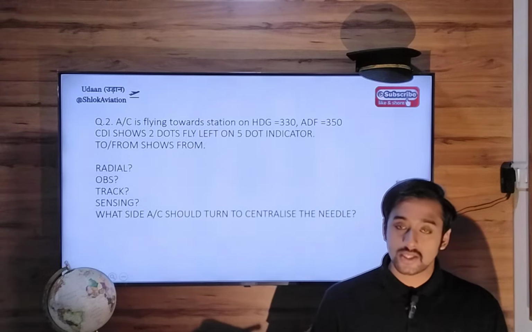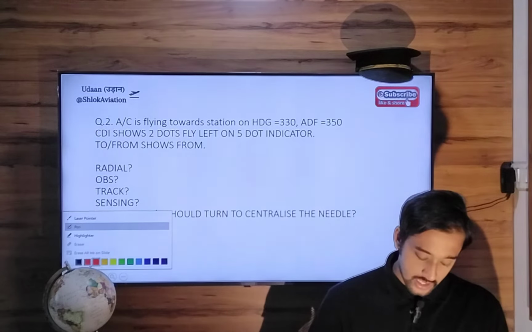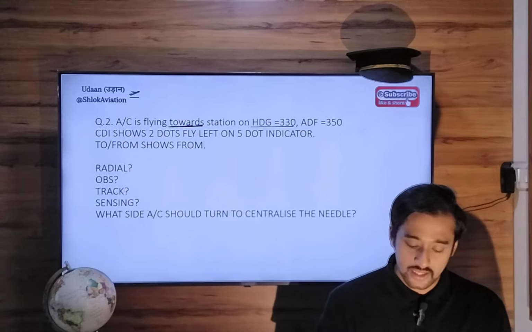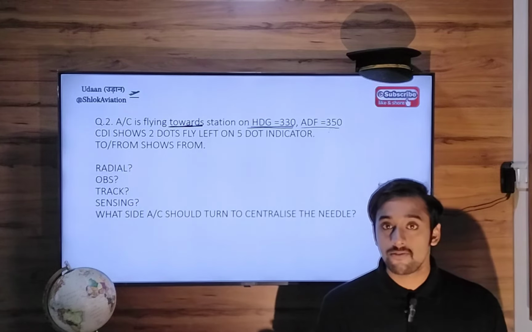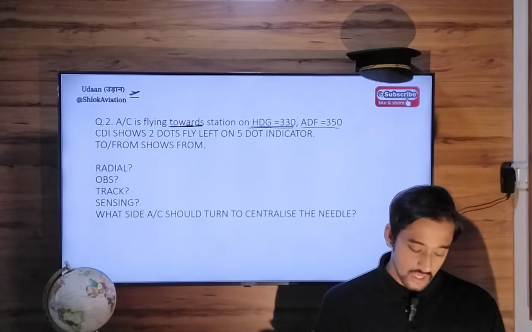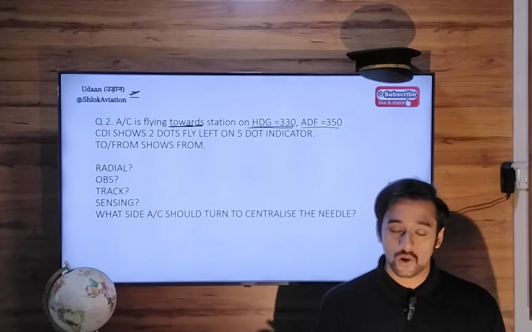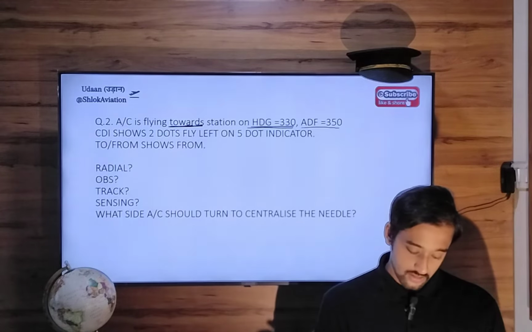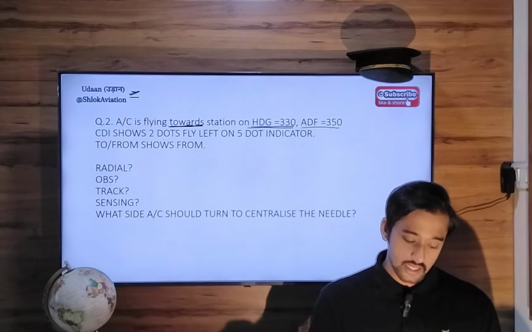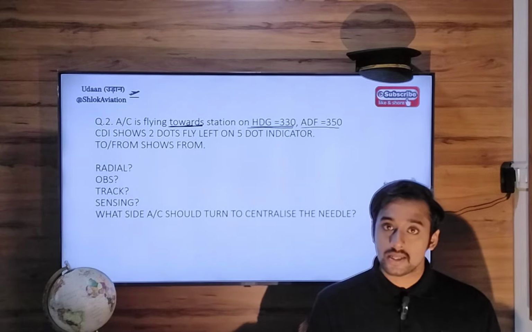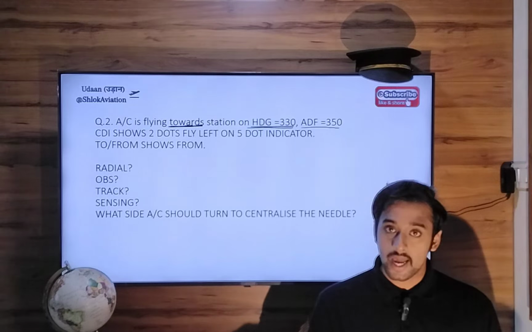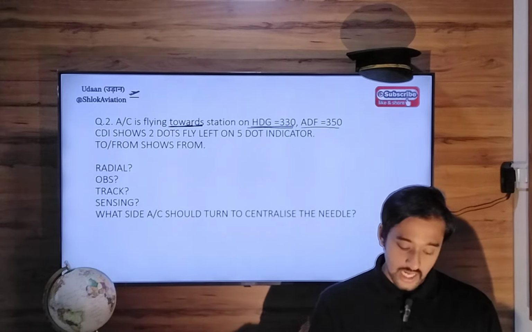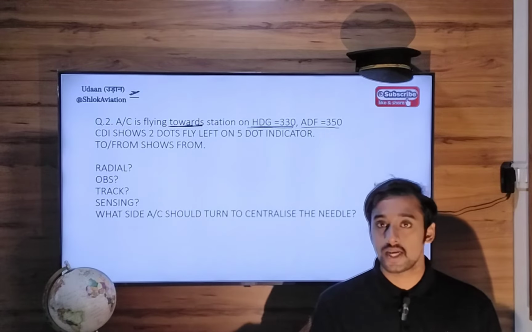Aircraft is flying towards a station. So here the first important word is flying towards. On a heading of 330, relative bearing is 350. CDI shows two dots fly left on a 5 dot indicator. To and from shows from. So on what radial is the aircraft situated? What is the OBS selection? What is the track? What is the sensing? And what side should the aircraft turn to centralize the needle?